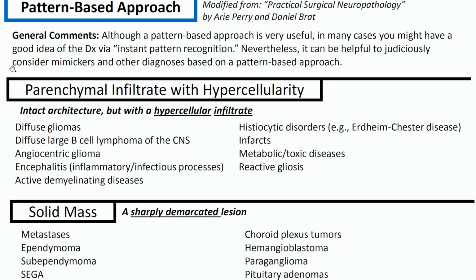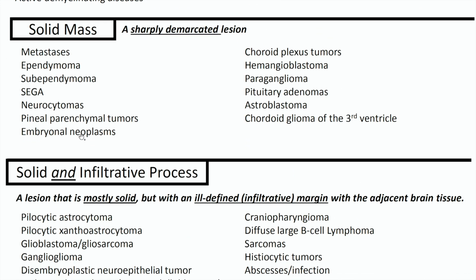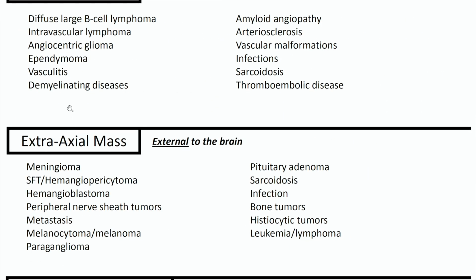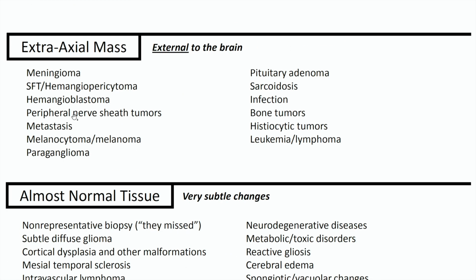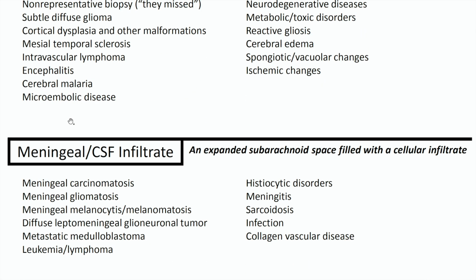So I like pattern-based approaches in any system in pathology just because it kind of helps us form a differential diagnosis and start to put things into different categories. So again, I'll let you review this on your own, but some of these patterns, you're going to see parenchymal infiltrate with hypercellularity. You might have a solid mass, a solid and infiltrative process, destructive or necrotic process, a vasculocentric process, an extraaxial mass, and almost normal tissue with very subtle changes. And then you may have meningeal or CSF infiltrate.